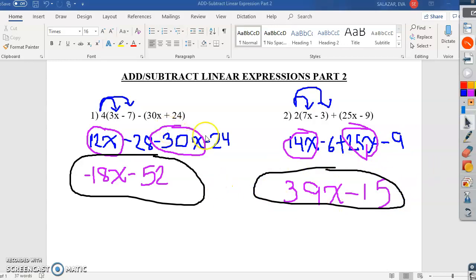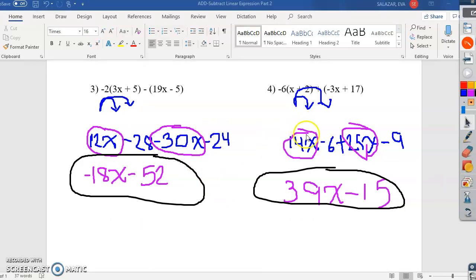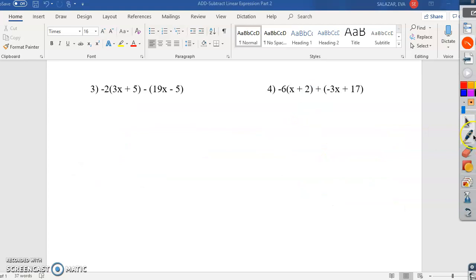Okay, let's go ahead and work on a couple more. I have 2 more here for practice. And you can always pause the video, do these on your own, and then look over to see if you got the correct answer at the end. If you do, then you're more than welcome to move along.